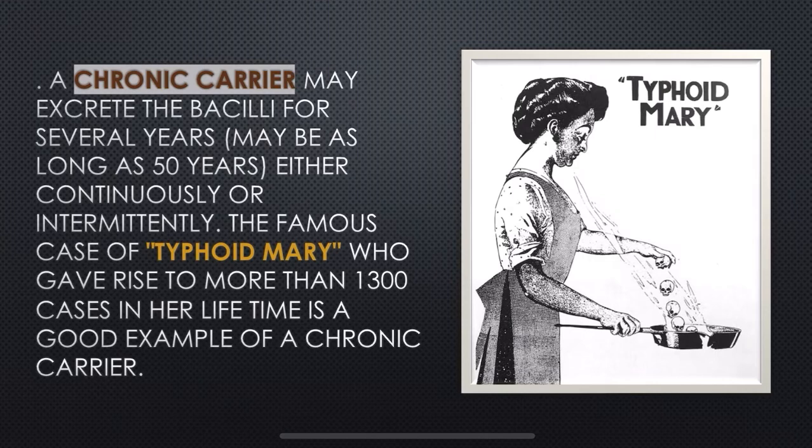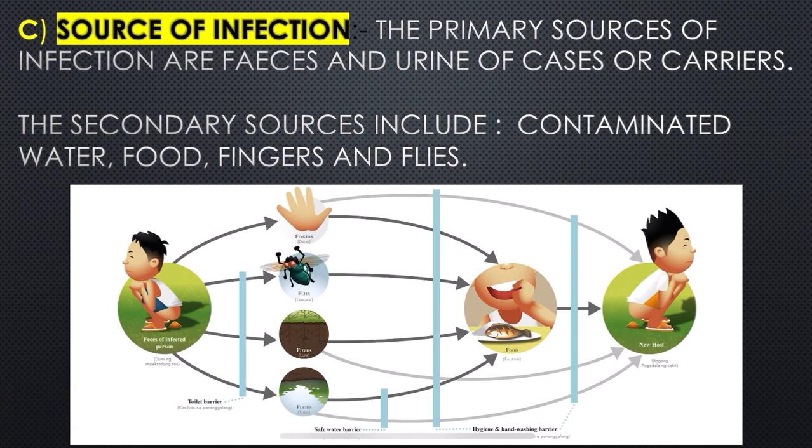The famous case of Typhoid Mary gave rise to more than 1,300 cases. We know that Typhoid Mary was infecting a lot of individuals. She was a very well-known case of typhoid. She infected more than 1,300 people, and the World Health Organization has recognized her. So she gave rise to more than 1,300 cases in a lifetime. This is a very good example of a chronic carrier.